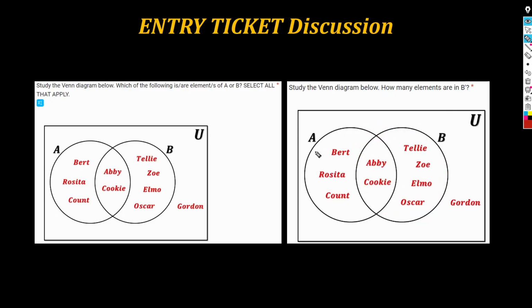So, ang sagot natin dito ay sina... Not sina pala. No? How many elements? So, we count. 1, 2, 3, 4 ang tamang sagot. No? Sina Bert, Rosita, Count, and Gordon.